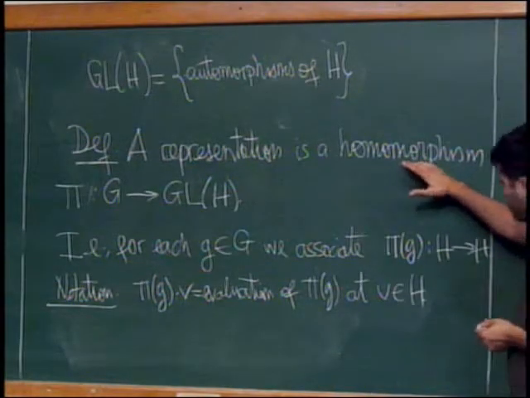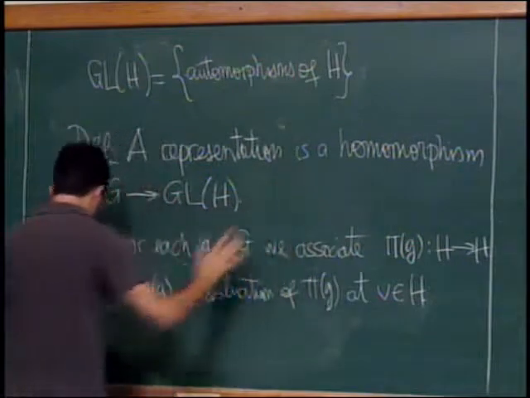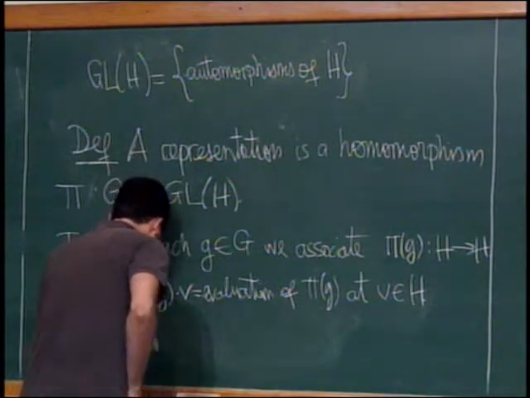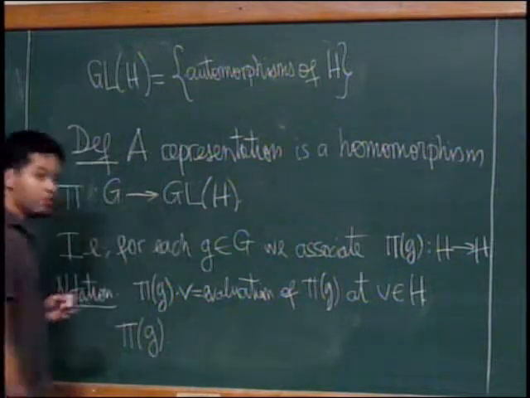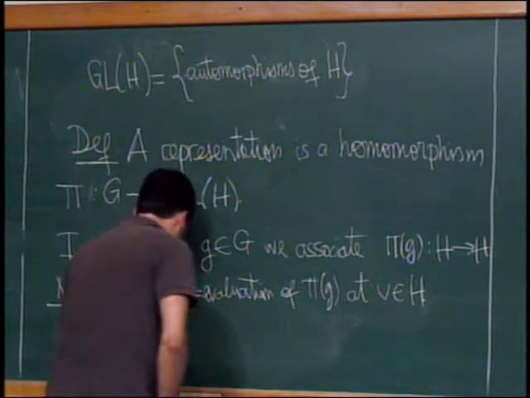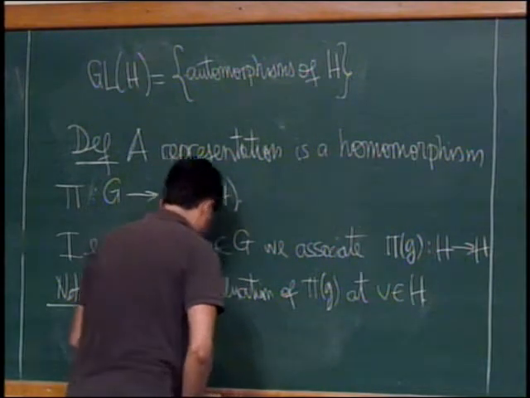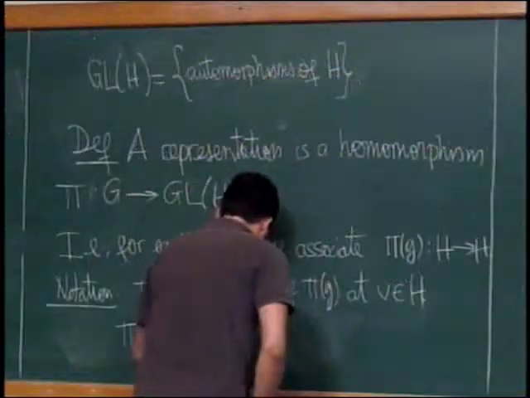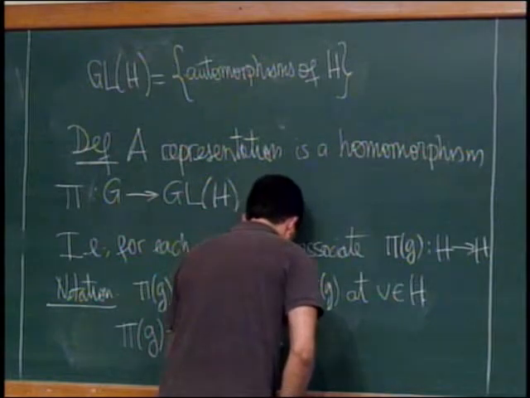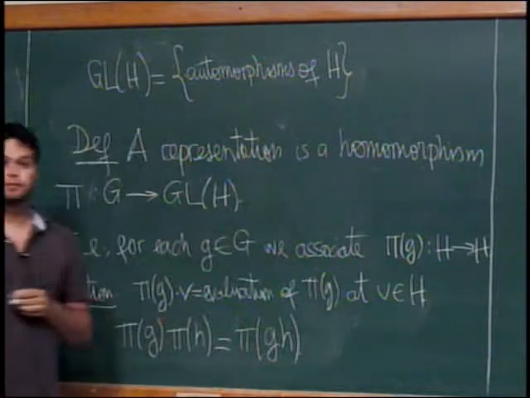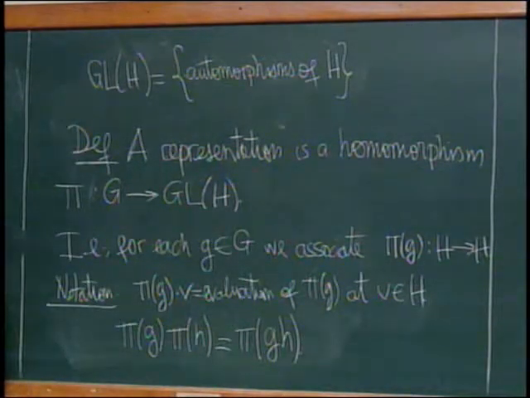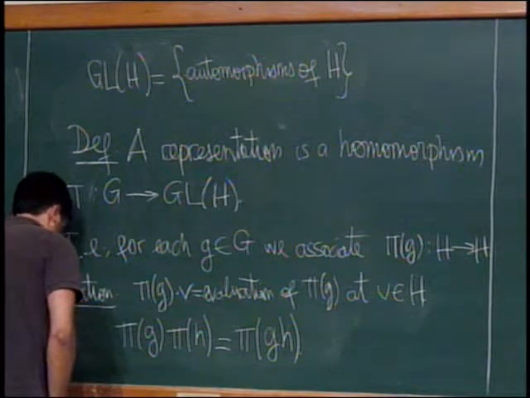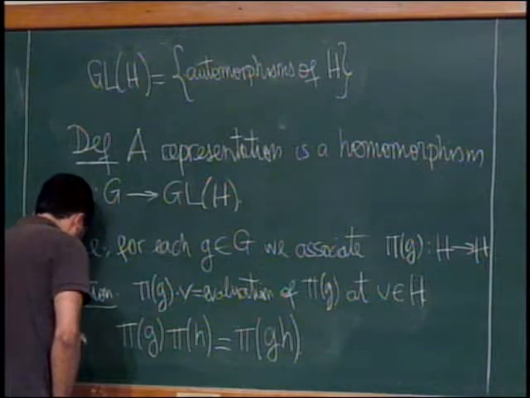So what does it mean to be a homomorphism? It means that if you take this linear transformation associated to an element g, and you compose it with the linear transformation associated to another element h, this is equal to the linear transformation associated to the element gh. Okay? So this is the homomorphism property, the group structure property.